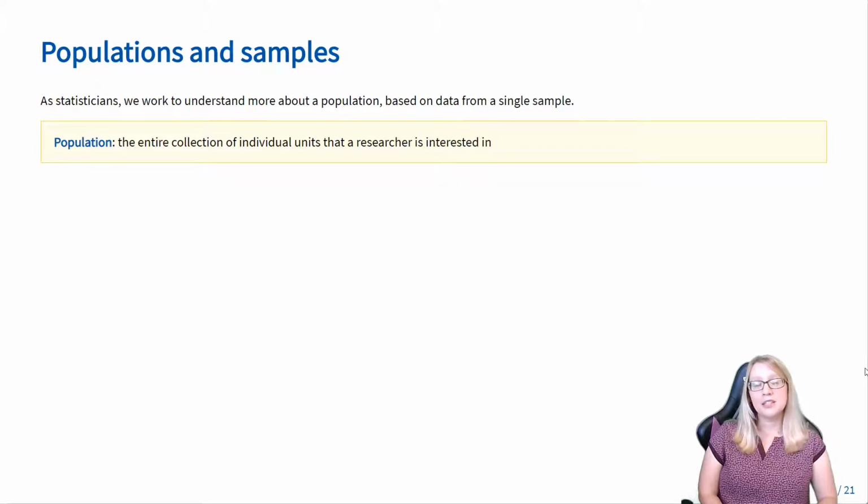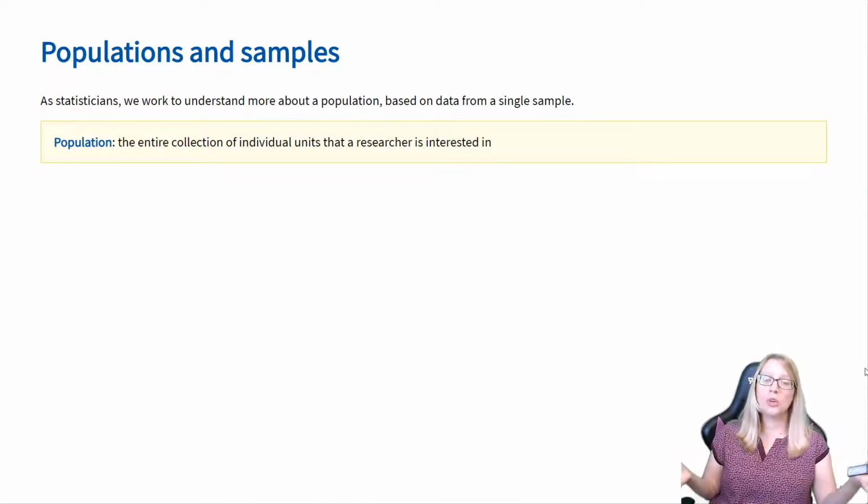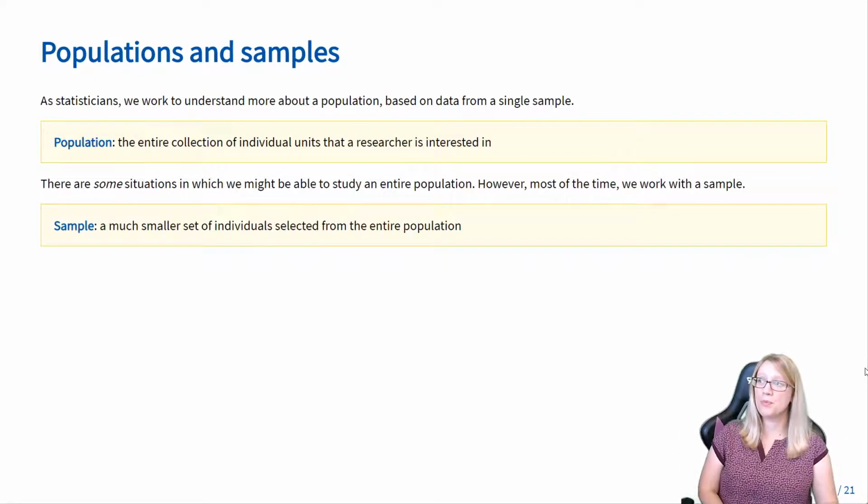So in statistics, we refer to the population as the entire collection of individuals that a researcher is interested in. So the entire group that is available for study, or the entire group that we care about. There are some situations where we may be able to study an entire population. For example, the United States Census is an attempt to study the entire population. We attempt to reach every member of the U.S. citizenry or population.